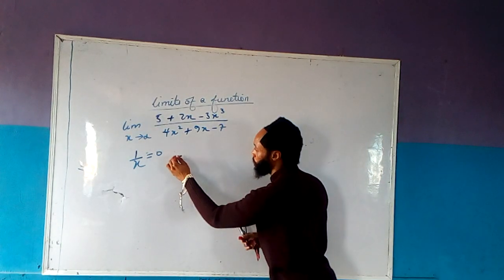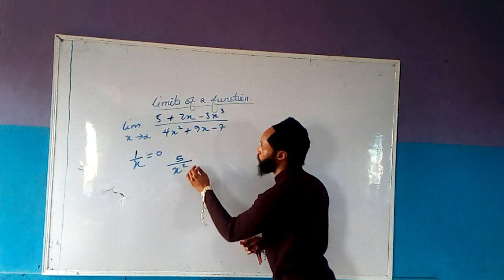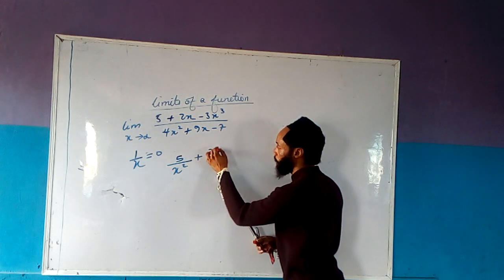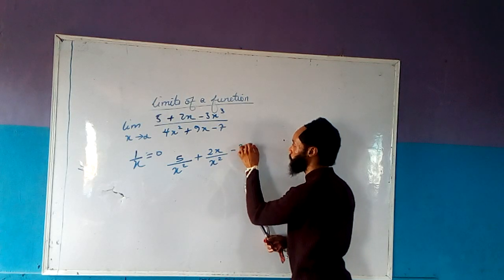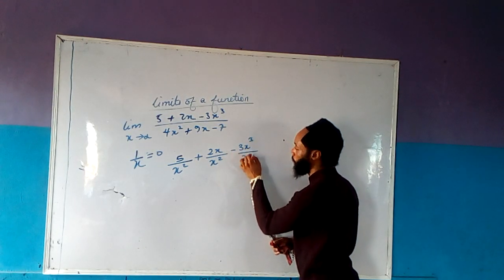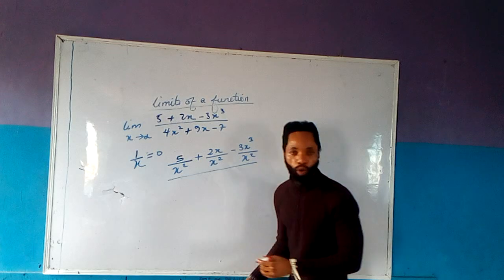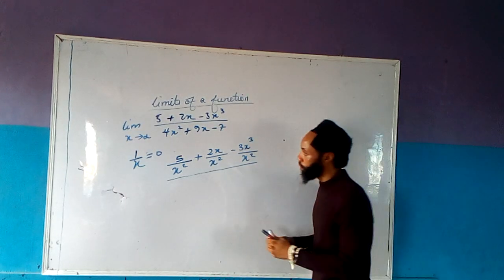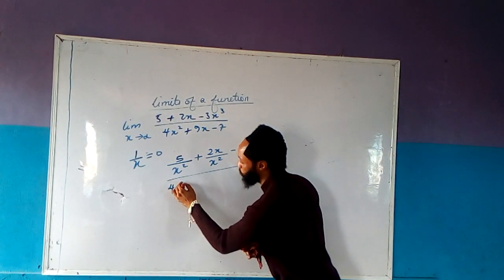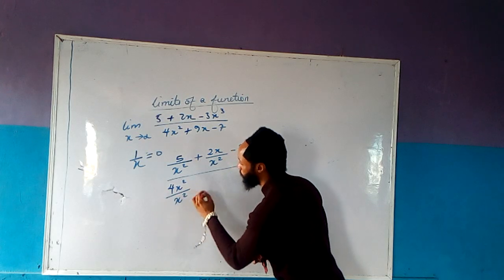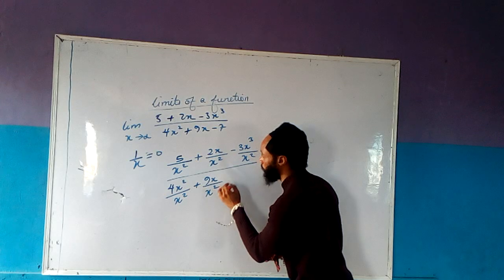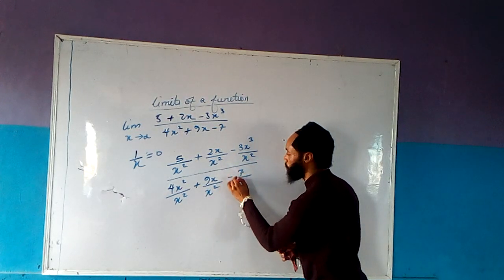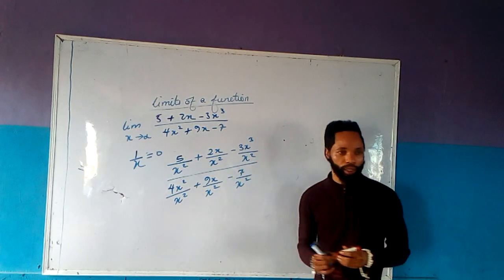We take the first one: 5 divided by x squared, plus 2x divided by x squared, negative 3x cubed divided by x squared, all over 4x squared divided by x squared, plus 9x over x squared, negative 7 over x squared.